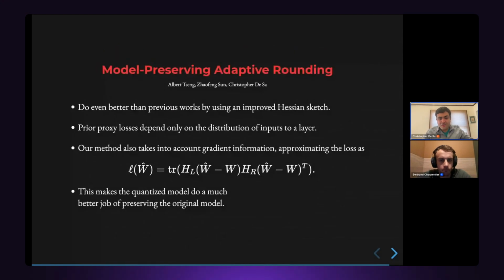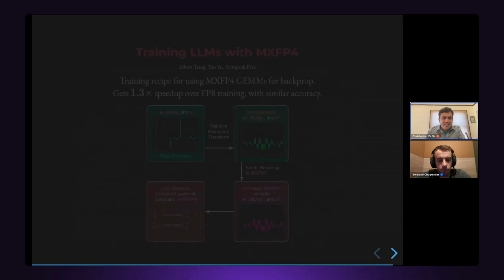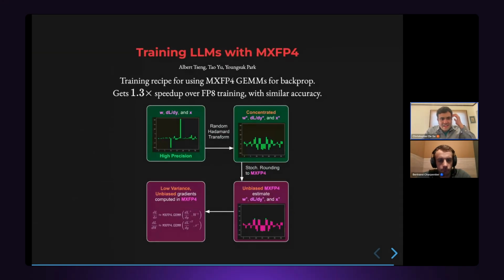We have a final improvement that, rather than trying to get a better method of compression, tries to get a better Hessian sketch. And this also improves things quite a bit. I also want to shout out the work of some of my students who developed a method for training large language models with MXFP4 that also, to some extent, uses some of the same techniques, including this randomized Hadamard transform.